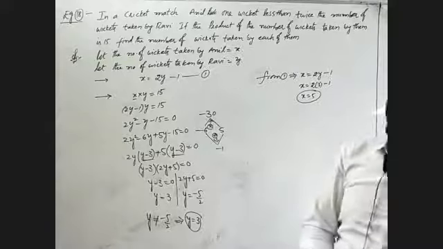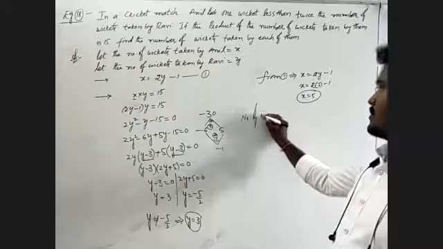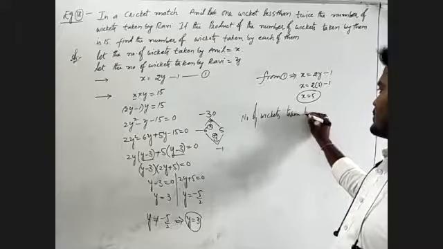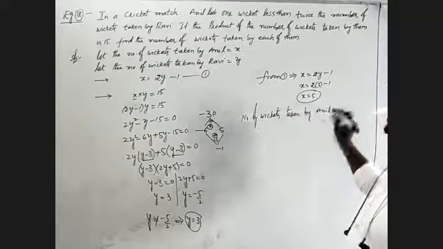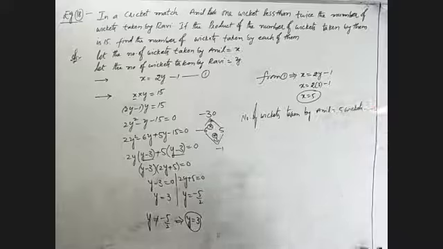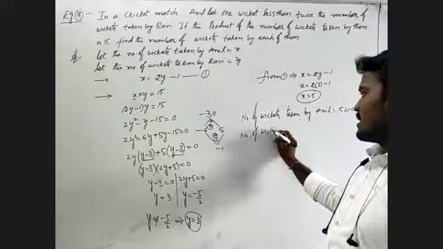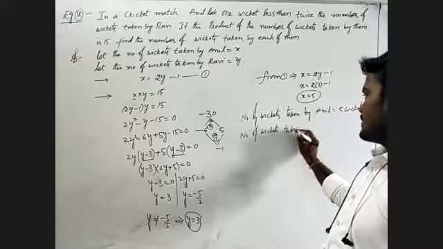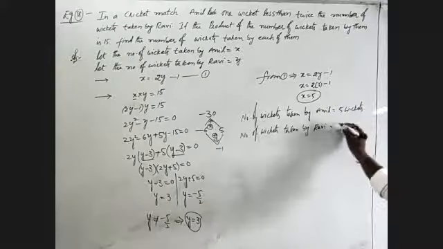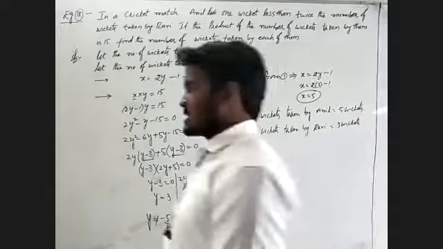After that, the number of wickets taken by Ravi is y. First, the number of wickets taken by Anil is x, which means 5 wickets. The second one, the number of wickets taken by Ravi, is 3 wickets. This is what I was asking in this given problem.